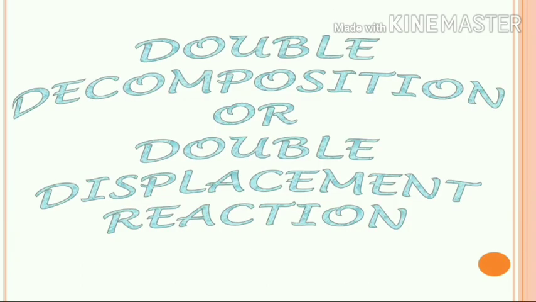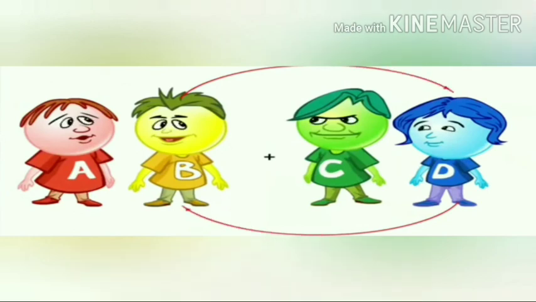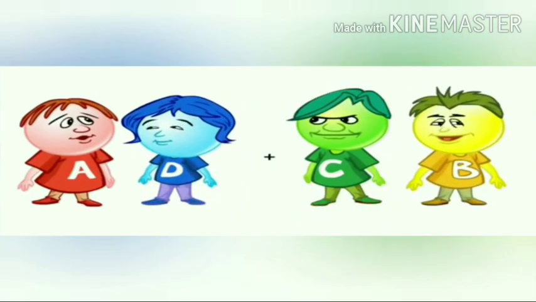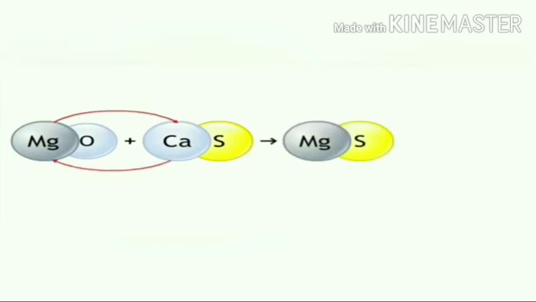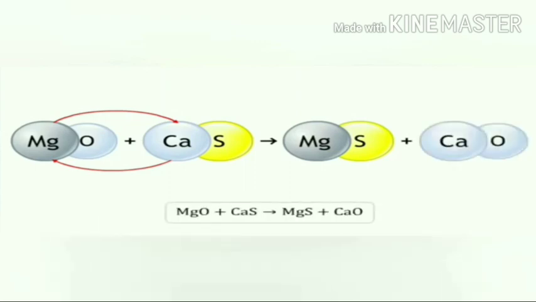Then the fourth type of reactions are the double decomposition reactions or double displacement reactions. The double displacement reactions involve the exchange of ions between two compounds. The general form of a double decomposition reaction is AB undergoes double decomposition reaction with CD to form AD and CB. For example, in a reaction of magnesium oxide with calcium sulfide, magnesium and calcium ions interchange their places to form magnesium sulfide and calcium oxide.